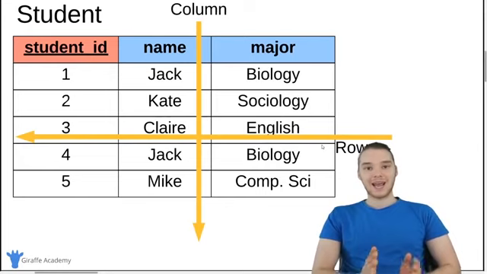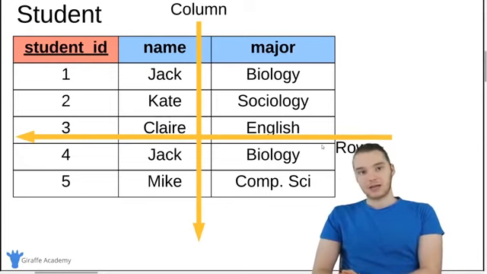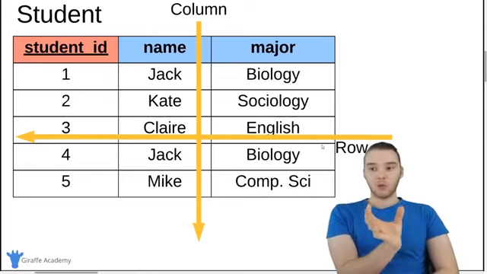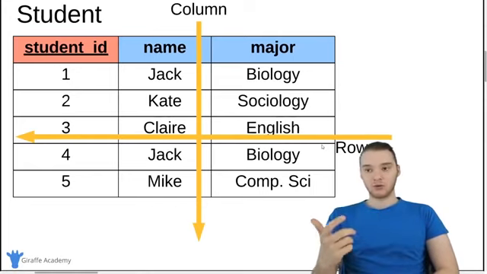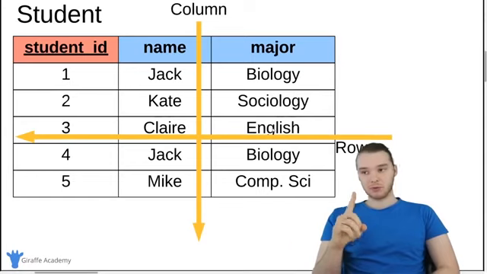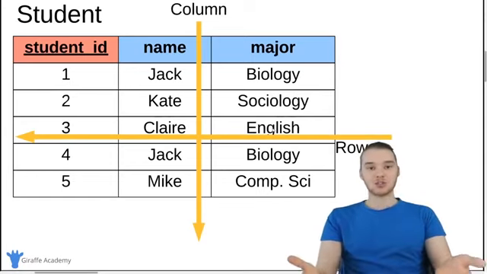A row is an individual entry in the student table. So a row, or a horizontal entry, would represent a single student, right? So in a single row, we're storing the student ID, the name, and the major. So the columns represent a single attribute and the row represents an entry, or an actual student.